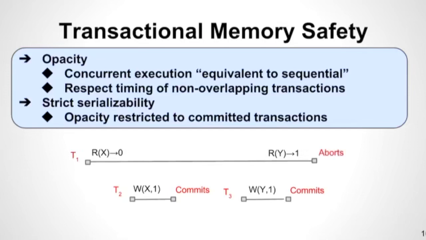So, this is the scenario even if this transaction T1 aborts. I don't care whether it aborts or commits. It still sees an inconsistent state, a state that could not have been observed in a sequential run of transactions T1, T2, and T3.